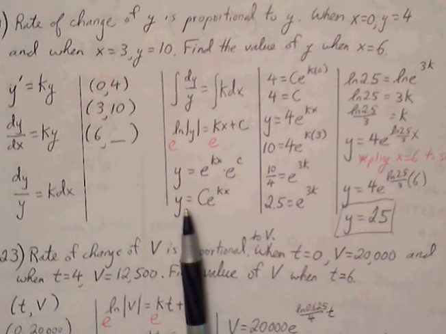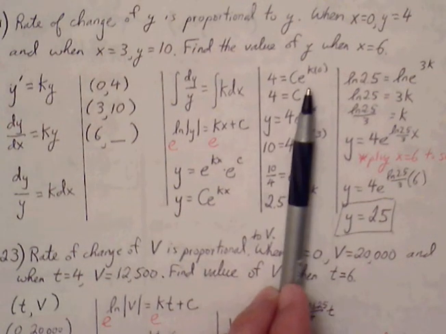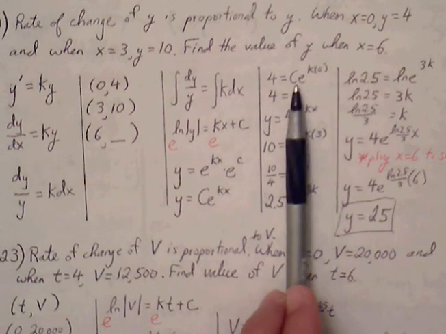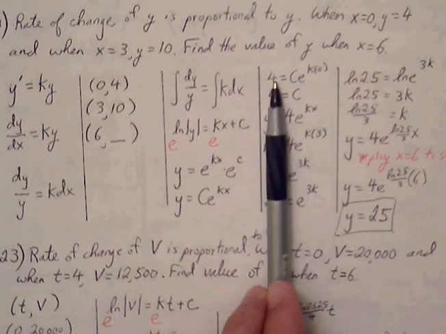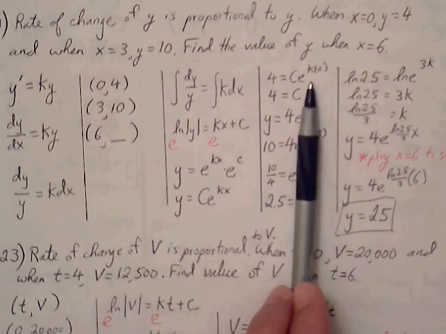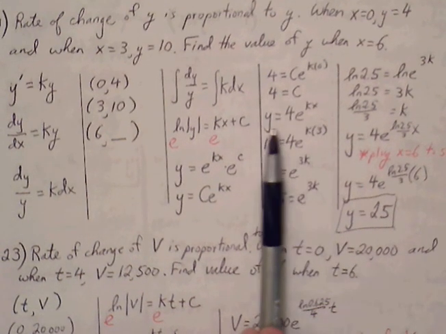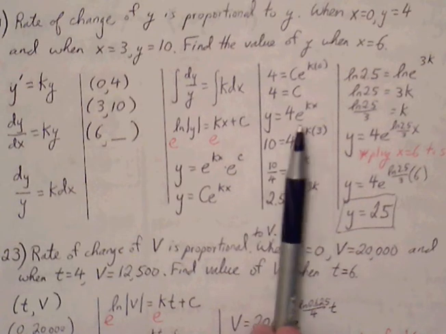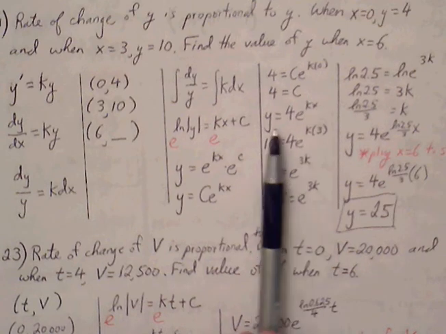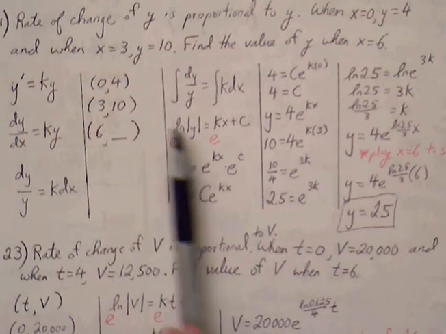So now we have our general solution, and we can start plugging in these ordered pairs to help us solve for c and then k one at a time. To solve for c first, plug 0 in for x, plug 4 in for y. e to the k times 0 is simply e to the 0, which is 1. So c is equal to 4. So we have our solution. For the most part, we're just missing the k value. So replace 3 in for x, replace 10 in for y. We have the second ordered pair that we're going to plug in to solve for k.